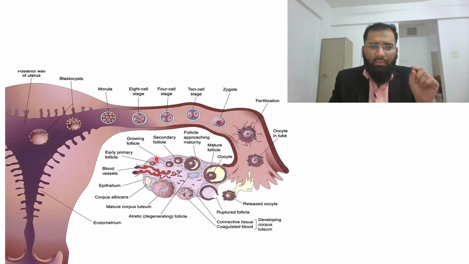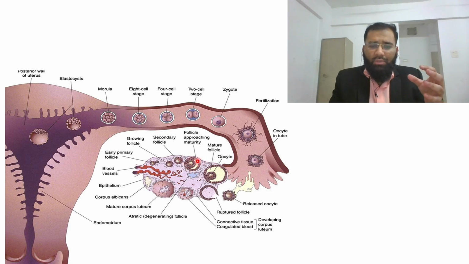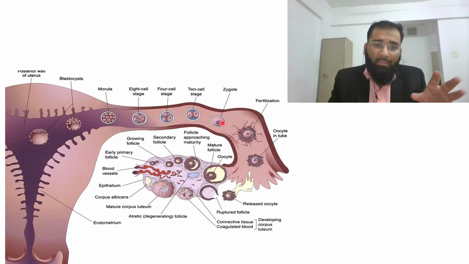So you've got a growing follicle. Initially you've got the primary follicle, then the secondary follicle. This follicle matures to form the Graafian follicle. After the Graafian follicle ruptures with the help of the LH surge, the ovum is released. This ovum is caught up, and at the same time, when the sperms enter through the fallopian tube, fertilization occurs. Fertilization occurs within the fallopian tube, and the zygote is formed.